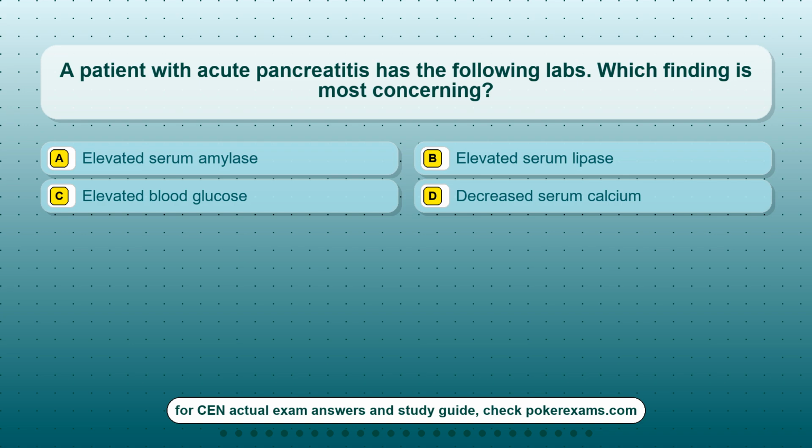Question 9. A patient with acute pancreatitis has the following labs. Which finding is most concerning? Option A, elevated serum amylase. Option B, elevated serum lipase. Option C, elevated blood glucose. Option D, decreased serum calcium.